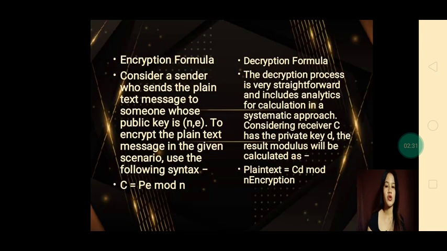Encryption formula. Consider a sender who sends the plaintext message to someone whose public key is (N, E). To encrypt the plaintext message in the given scenario, use the following syntax: C equals P^E mod N. Decryption formula. The decryption process is very straightforward and includes calculation in a systematic approach. Considering the receiver has the private key D, the resulting plaintext will be calculated as P equals C^D mod N.